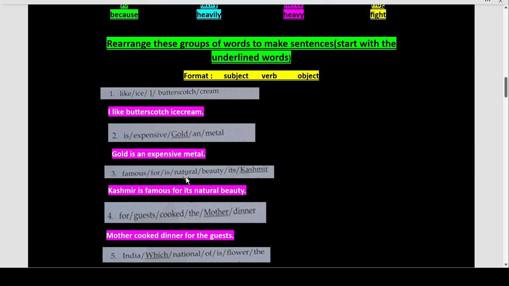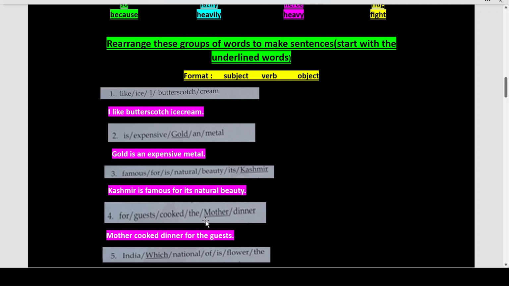Three. Famous for, is, natural beauty, is, Kashmir. What are we talking about? What is our subject? Kashmir. Now, is your verb. Kashmir is famous for its natural beauty. You will place the subject first, then you place the verb, then you place the object at the end, and in between you will have to make a few changes, whether your adjective is given or your adverb is given or an article is given. All that will depend upon your object.